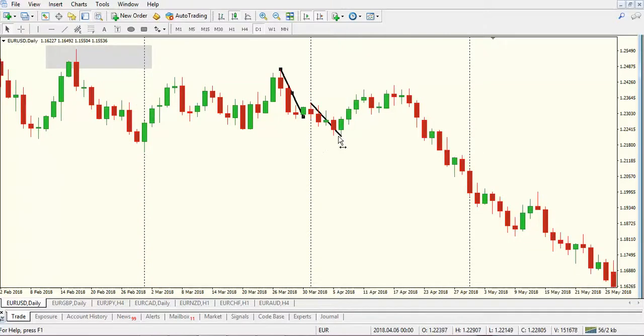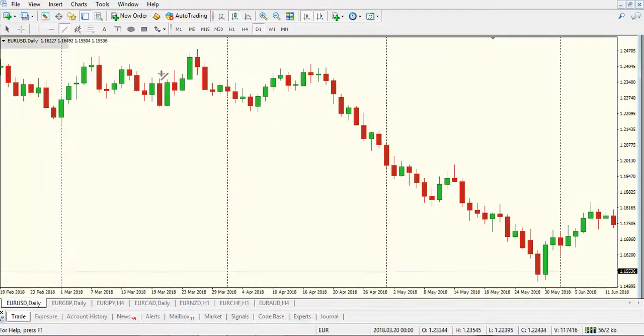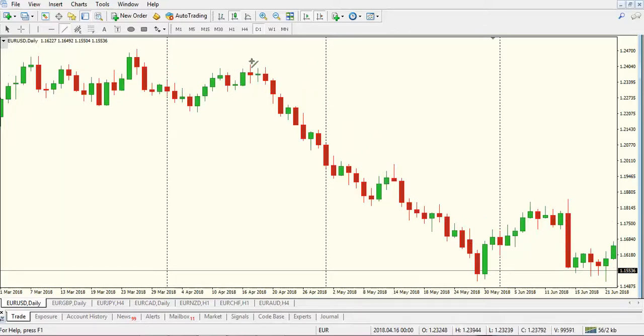Okay, we move again. You can see that we formed a fractal high, moved all the way down here, then we formed another one here, moved all the way down here, formed another one here, moved all the way down here.